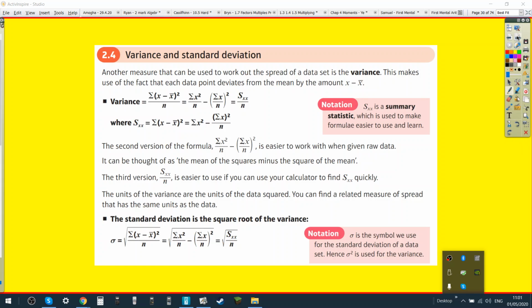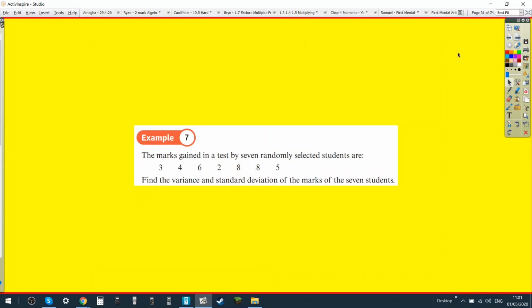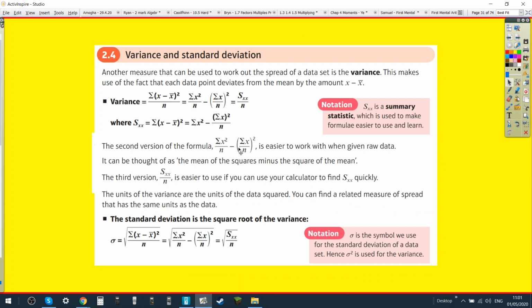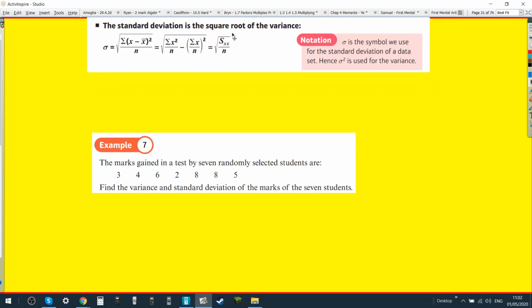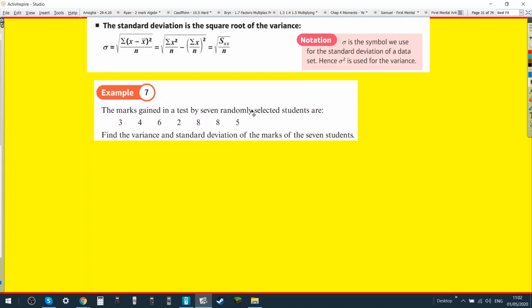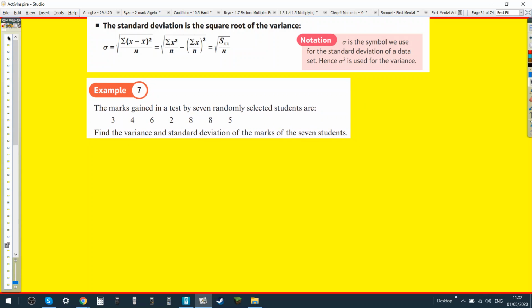We'll see what this looks like. Hang on, let me just copy this. Okay, so here's the data, and where will I put this? I'll put it like that. Okay, so you have to find the variance and standard deviation for this data. How would you do that?